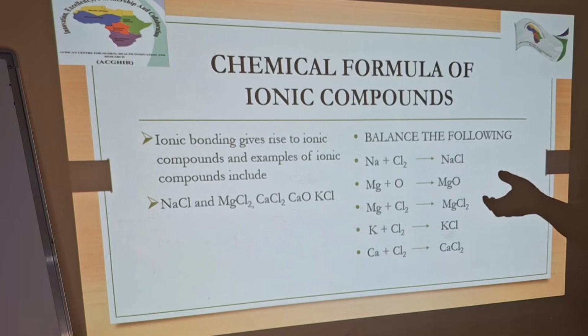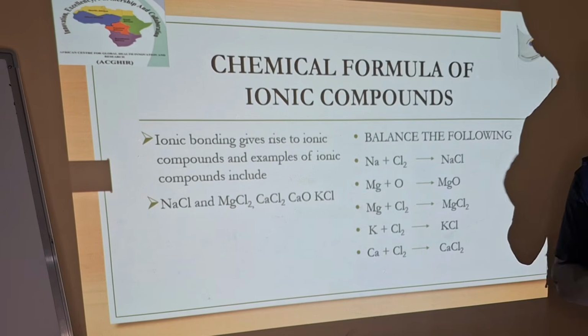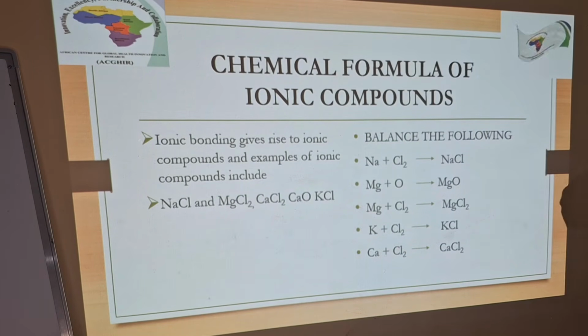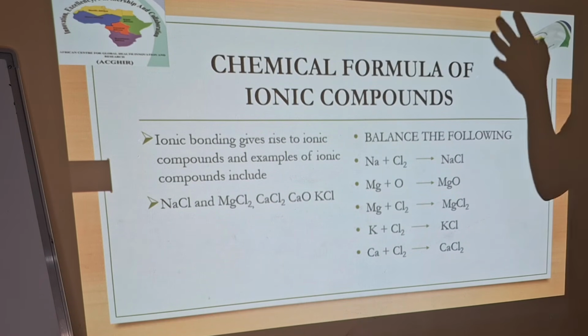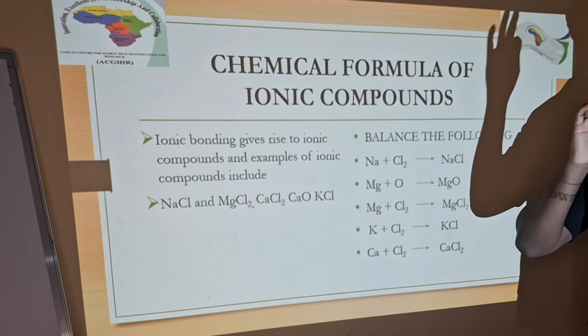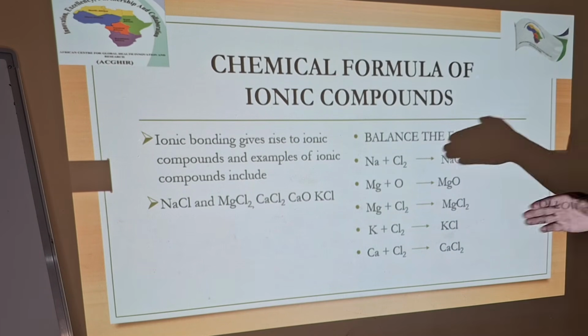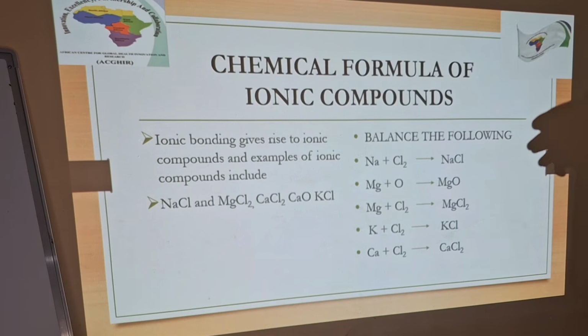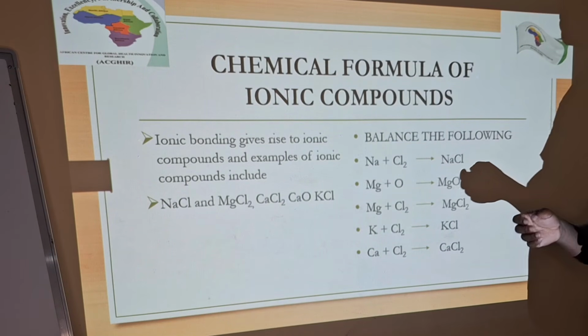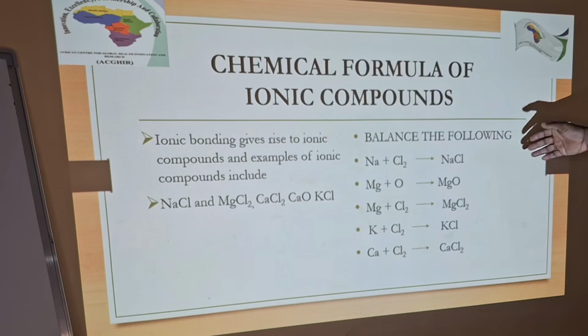So in chemistry, stoichiometry in particular, it is very, very important for us to be able to balance equations. And for us to balance equations, we need to use our three laws as we have shown in the previous slide. So we are now going to try and work out or balance these equations.